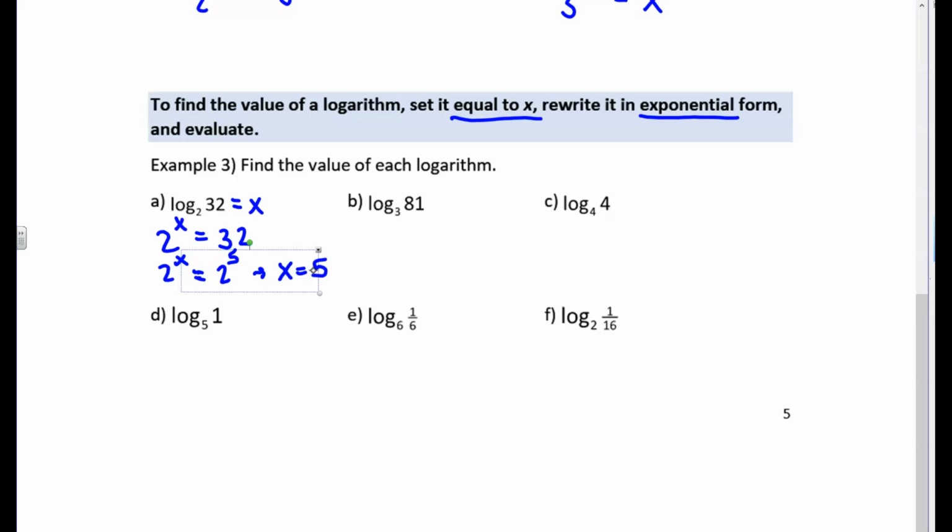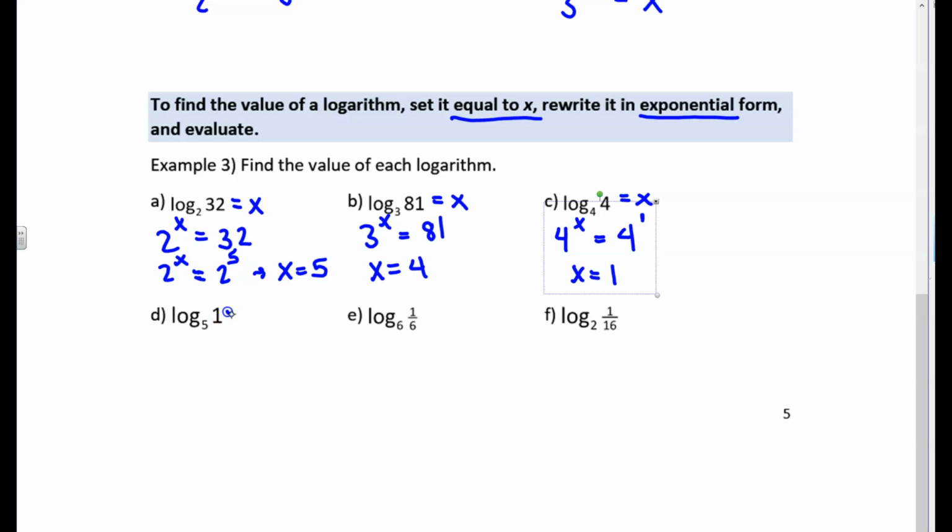Log base 3 of 81 set equal to x. That means 3 to the x equals 81. Well, 3 to the what gets me 81? 3 to the 4th gets me 81, so my x value was 4. Log base 4 of 4 set it equal to x. That means I'm going to do 4 to the x equals 4. Well, there's a hidden 1 right here that I don't have to write. That means my x is 1.